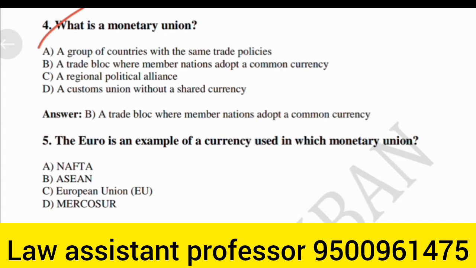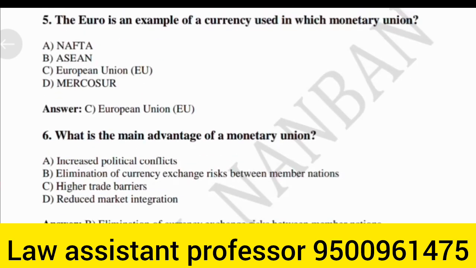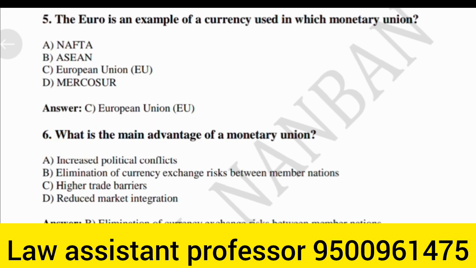What is a monetary union? A trade bloc where member nations adopt a common currency. The euro is an example of a currency used in which monetary union? European Union. What is the main advantage of a monetary union? Elimination of currency exchange risks between member nations.